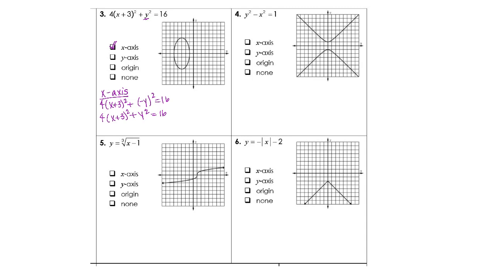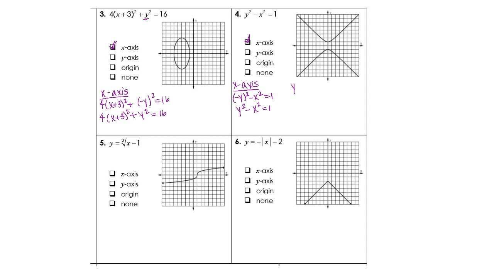Okay, with number 4, let's go ahead and check this one. This is a strange looking graph, so let's start with the x-axis. With the x-axis, that's where we replace the y with negative y. And let's see, it looks like we're going to get back the same exact equation that we started with. So we are symmetric about the x-axis, but this shape is awful peculiar. We might want to go ahead and check the others.